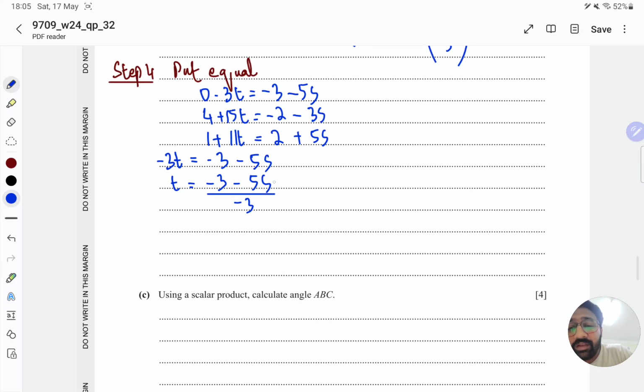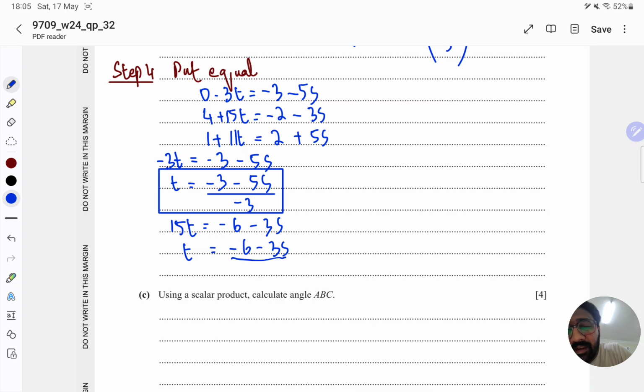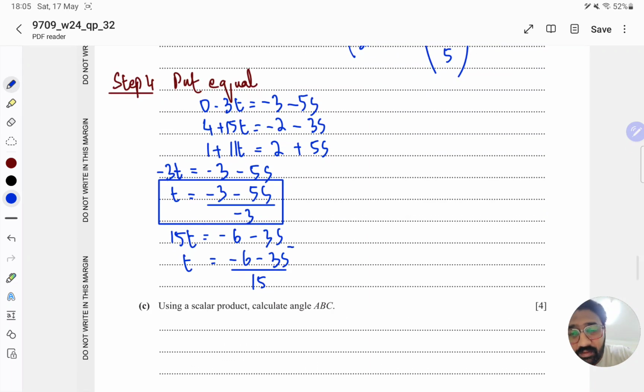Similarly, I'll use the other one. This is the first in terms of t. I'll use the second one, 4 plus 15t. I'll take the 4 in the first step to the other side. It will give me 15t equals -6 minus 3s. So t will be (-6 minus 3s) divided by 15. These are the two equations in terms of t.